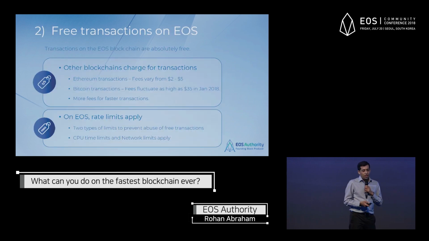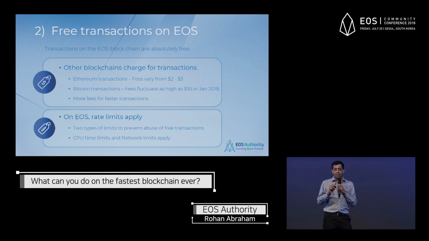So the second point that I'd like to discuss before the demo is free transactions on EOS. If you have an account on EOS, your transactions are free. Ethereum, your transaction fees vary. Like I've seen $2, $5. Recently, it's gone pretty high. So that is for a single transaction. On Bitcoin, the transaction fees fluctuate. It was as high as $35 in January, and yeah, it keeps going.